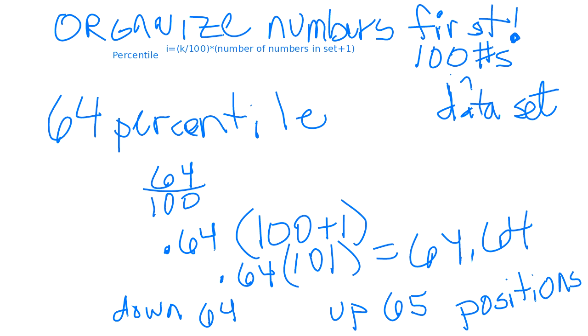That means increasing order, decreasing to increasing. So make sure you organize your numbers first, then find out what number's in position 64, what number's in position 65, and you average those numbers together. Oh, my handwriting is really bad. You average the two numbers that are in those positions together. So you don't average the 64 and the 65. You average what number is in that position in the data set. Does that make sense?